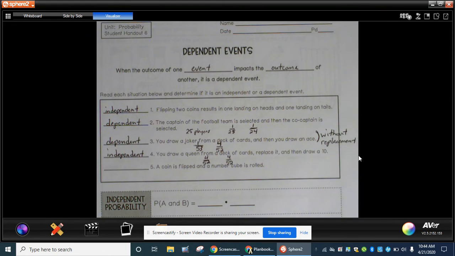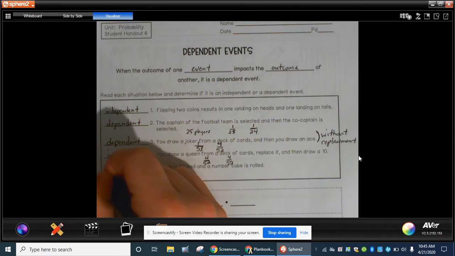Okay, and then number 5, I talked about this yesterday a little bit, and maybe some of you guys remember what this is. Okay, whether it be independent or dependent. A coin is flipped and a number cube is rolled. These two are completely different things here. Okay, a coin has 2 sides, a cube has 6 sides. Neither one of these events is going to affect the other. Therefore, this is going to be an independent event.